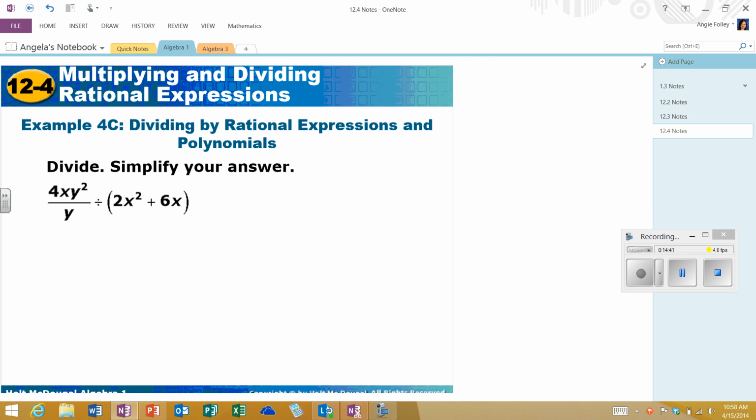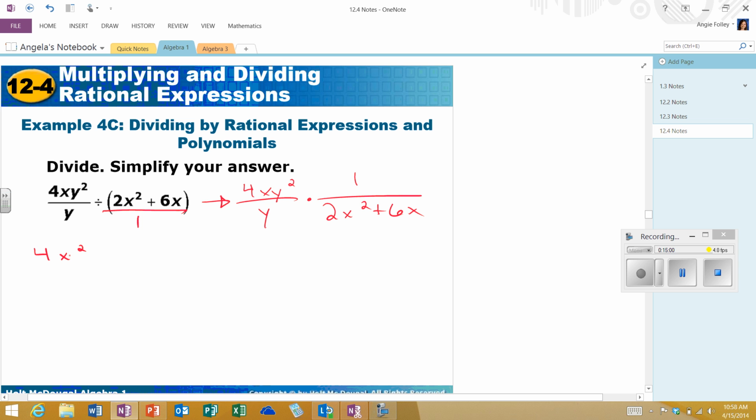Okay, one more. Now, we know that technically I can put anything over 1, so in order to make this not division and to make it multiplication, we're going to flip so that we get 1 over 2x squared plus 6x. Now I can factor. So I'm going to rewrite it. 4x squared or y squared over y times, I'm going to factor the bottom. I'm going to pull out a 2x, and so then I have an x plus 3 left.